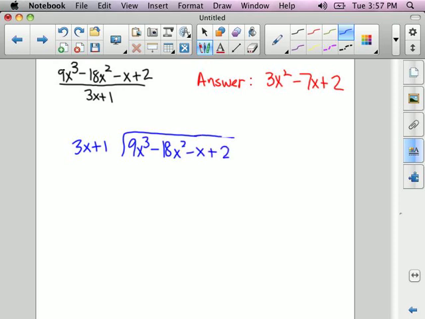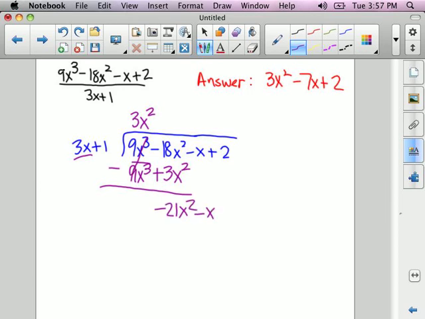So we look and see how many times does 3x go into 9x cubed, or 3x times what equals 9x cubed? The answer to that is going to be 3, and I need 2 more x's, so it's x squared. When you multiply that in, you get this for your line that you're subtracting. And when you subtract, you end up with negative 21x squared, and you bring down your next term.